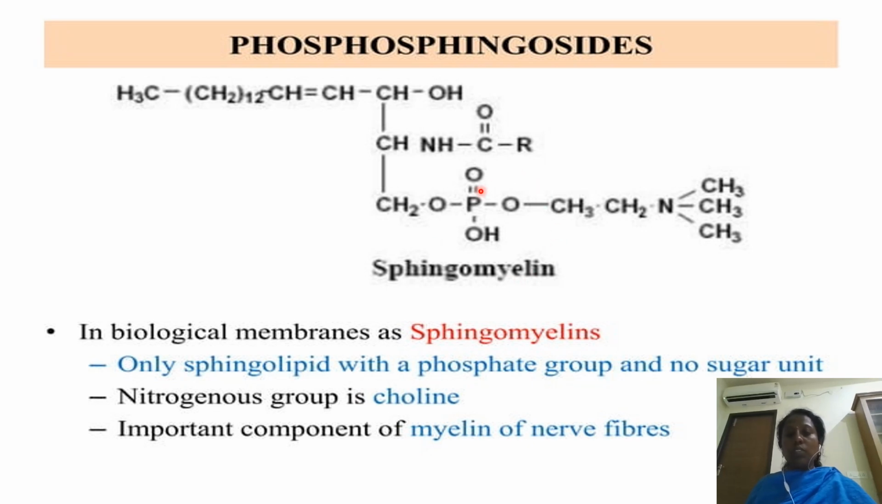The nitrogenous group is choline. So choline is attached, which is an important compound of the myelin of nerve fibers. The myelin present in the nerve fibers consists of a component called phosphosphingosides.